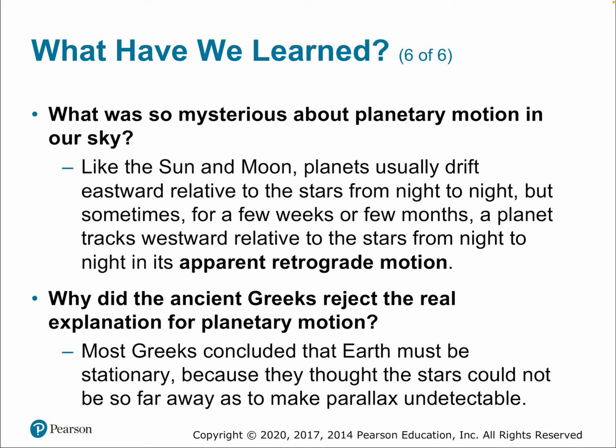Well, we learned what was so mysterious about planetary motion in our sky. Like the sun and the moon, planets usually drift eastward relative to the stars from night to night, but sometimes, for a few weeks of the year, they appear to go the other way, okay, as we lap them. And why did the ancient Greeks reject the real answer? Well, that's because most Greeks concluded that Earth must be stationary because they thought the stars could not be so far away as to make parallax undetectable. But they were wrong.